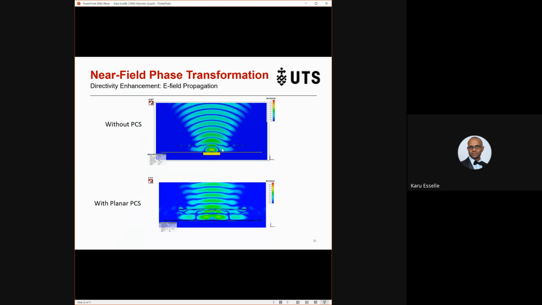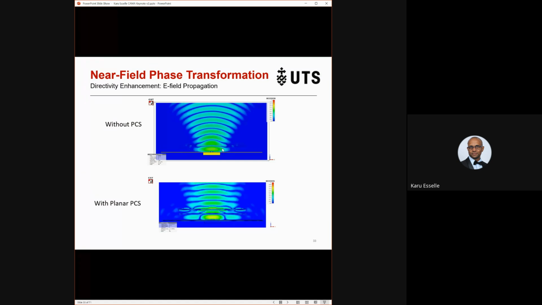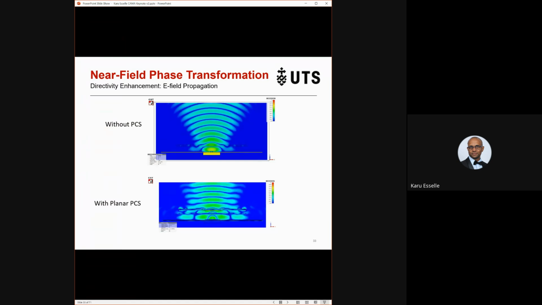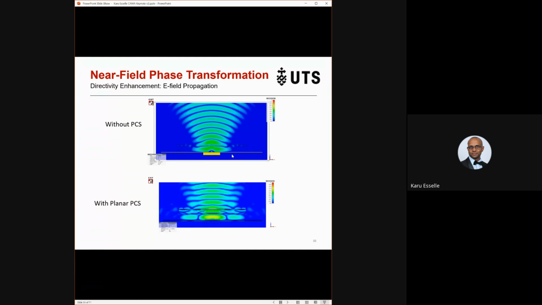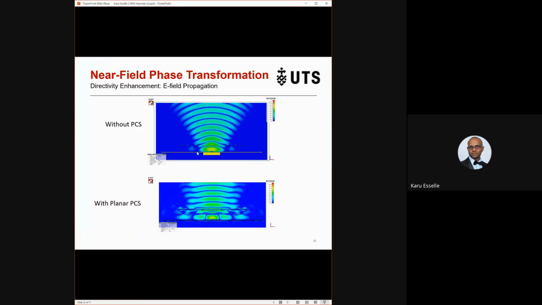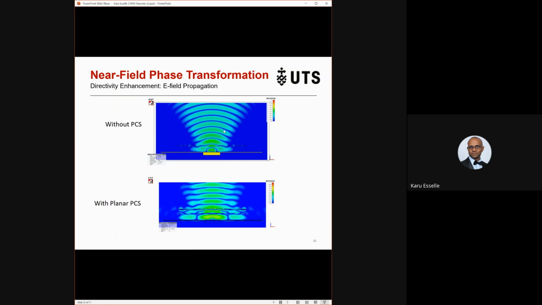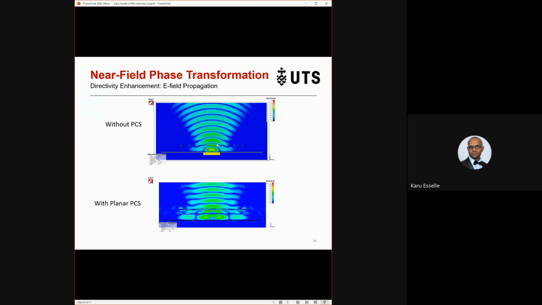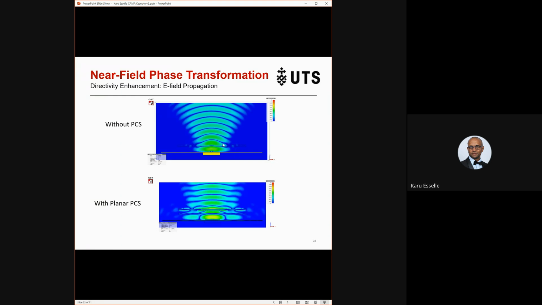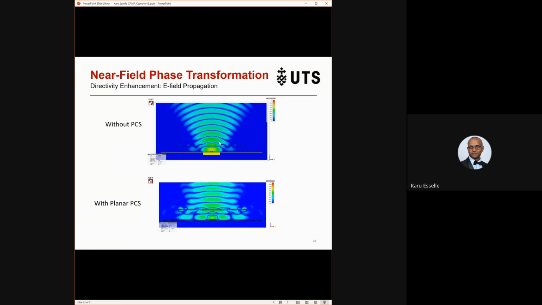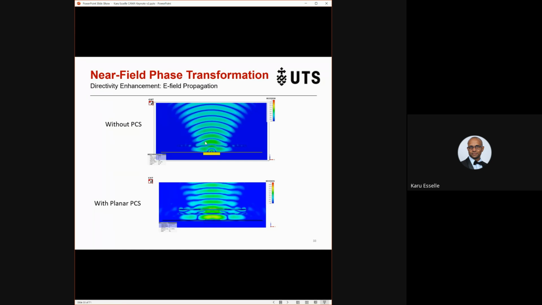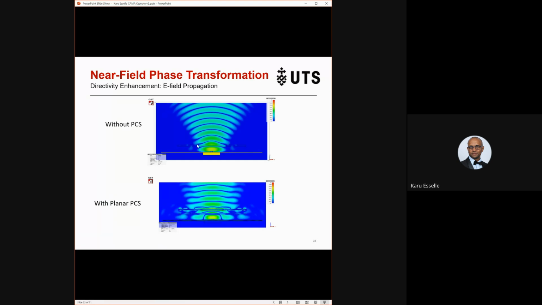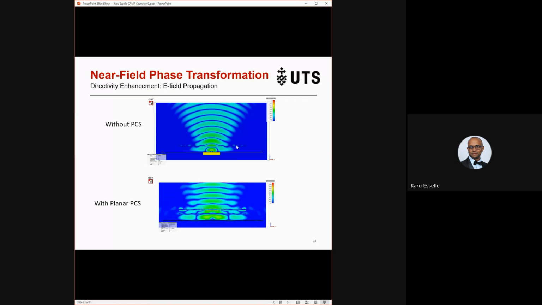So this is the effect of that with the phase correction surface. This is the original antenna. This is the phase non-uniformity you saw in the previous animation, right? You can see that the phase fronts are almost spherical because of the phase error on the surface.